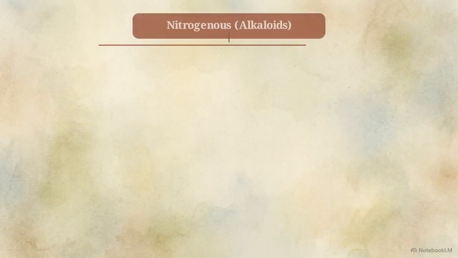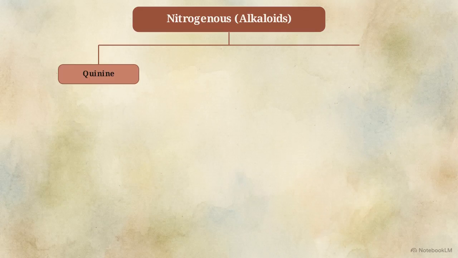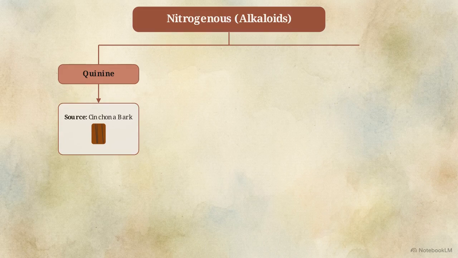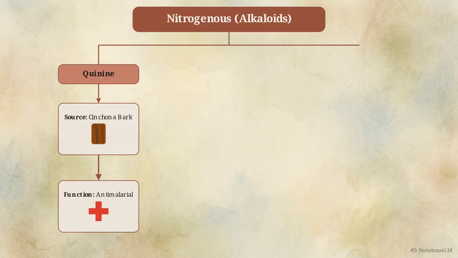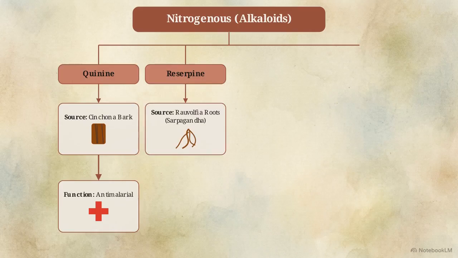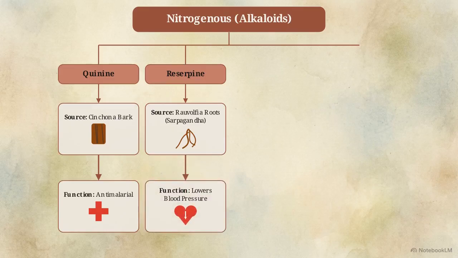The first crucial alkaloid is quinine. It is extracted directly from the bark of the cinchona tree and in human medicine, it functions as a highly effective anti-malarial drug. Next is reserpine, sourced from the roots of Rauwolfia serpentina, or sarpaganda. Clinically, it acts as a powerful agent for lowering high blood pressure.